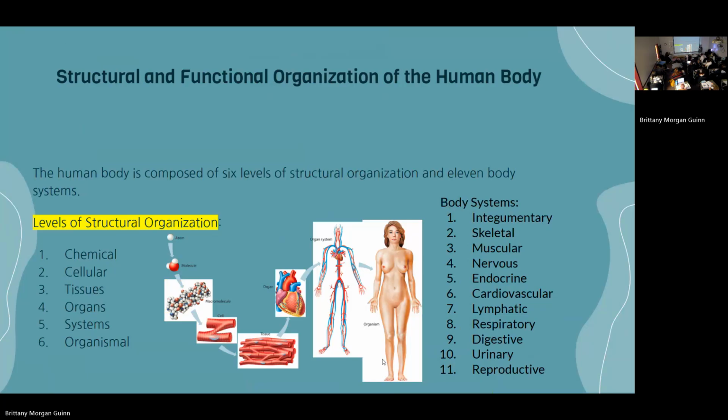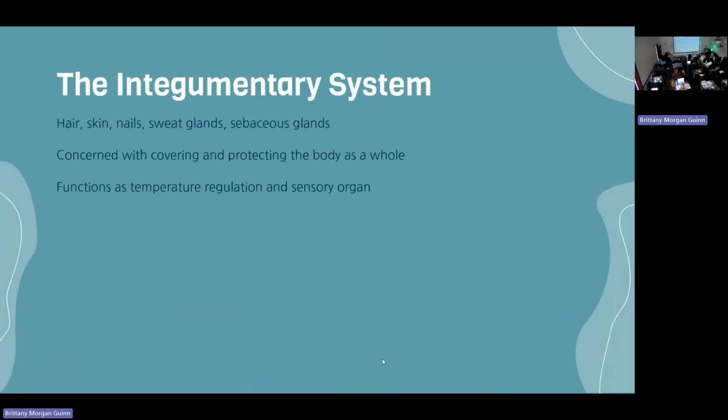Integumentary, skeletal, muscular, nervous, endocrine, cardiovascular, lymphatic, respiratory, digestive, urinary, and reproductive. But let's break them down.